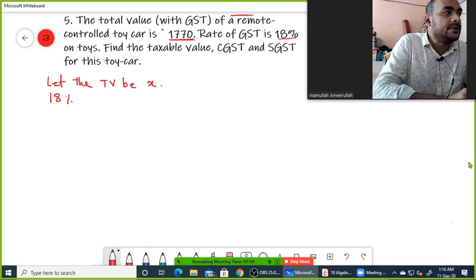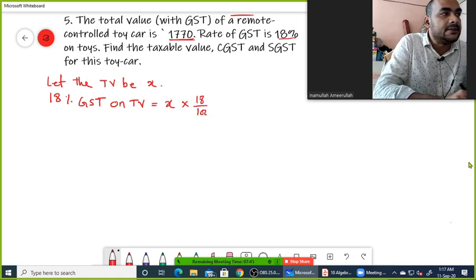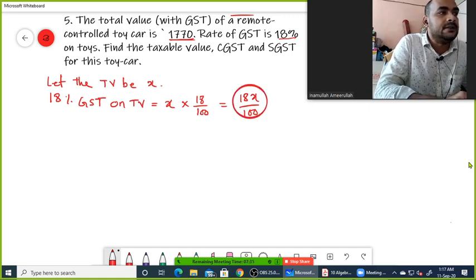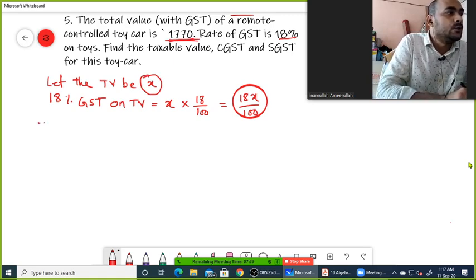So 18% GST on taxable value. Taxable value is X, 18% GST, that is 18 upon 100. So it will become 18x upon 100. This is the GST amount. So this is GST, this is taxable value. Total it should be 1770. So 1770 is the total value of the toy.